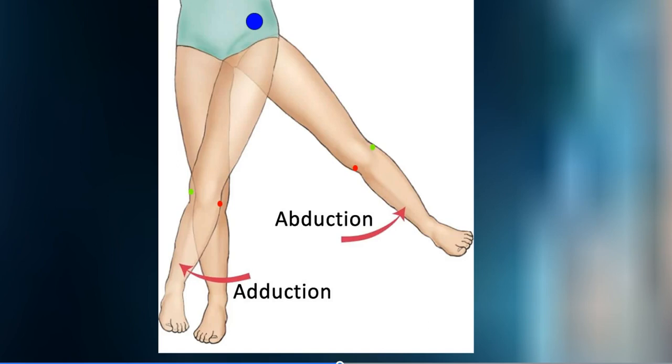Other things that can abduct and adduct in the body, there's only a few, and probably the other primary one is the hands. So the fingers can obviously splay, and that would be called abduction of the fingers, and then they can pull back together, and that would be called adduction of the fingers.